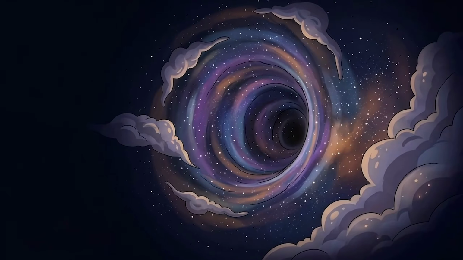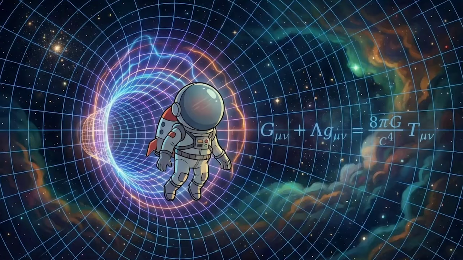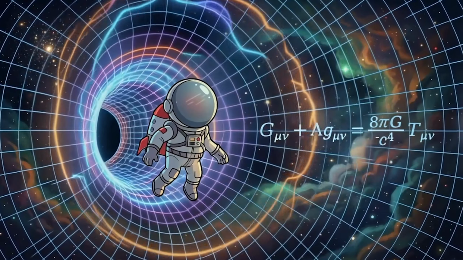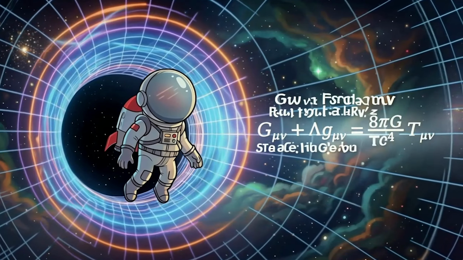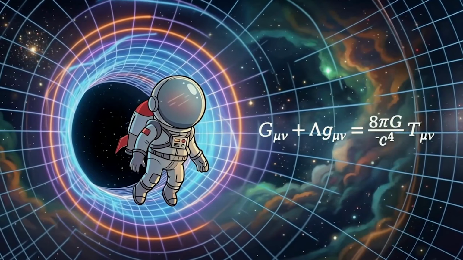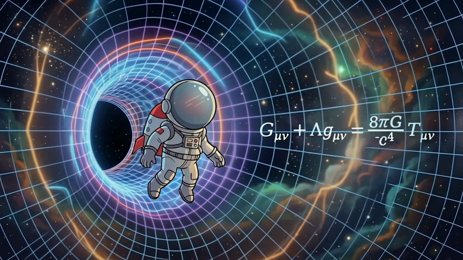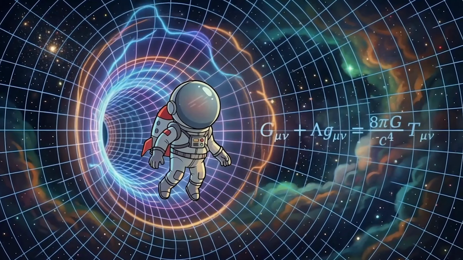So, are wormholes real? We don't know. They exist in the equations of general relativity. They are consistent with the mathematics. But we have never observed exotic matter. We have never found a stable passage through space-time. And we do not yet possess a complete theory of quantum gravity, the framework that would ultimately decide the issue.